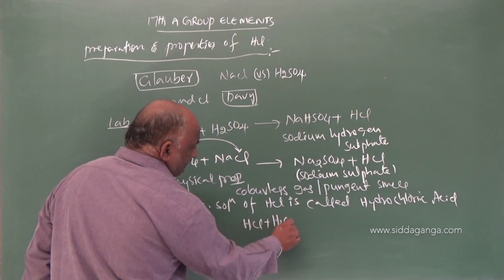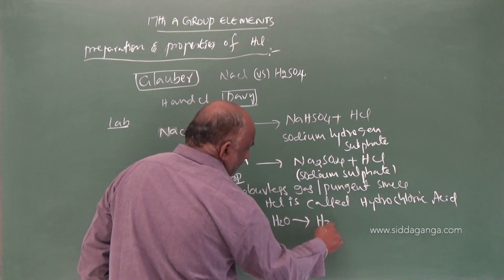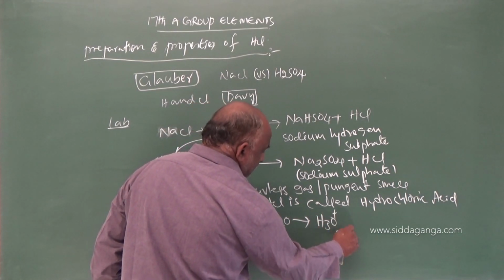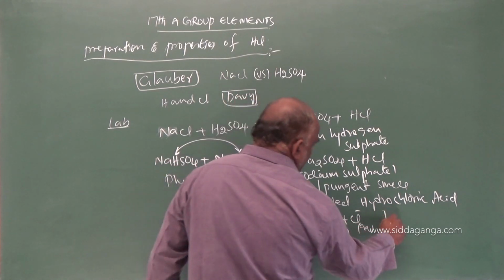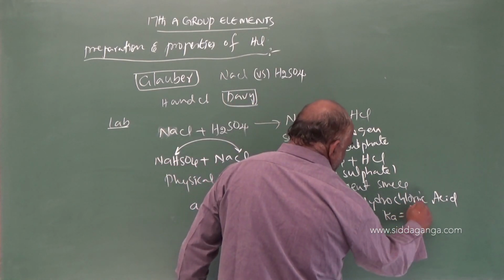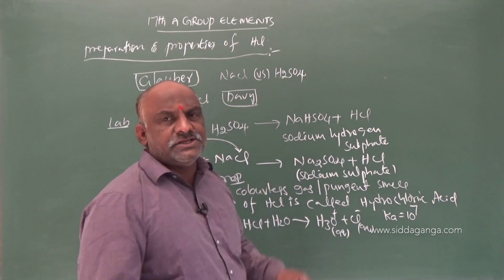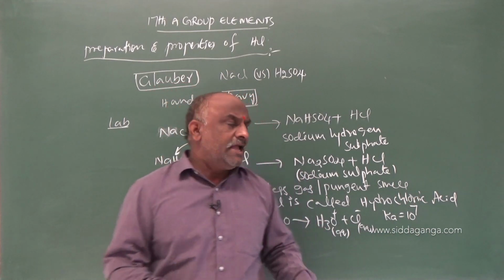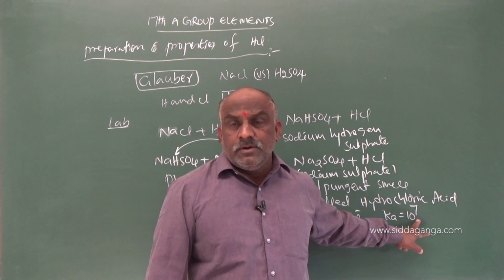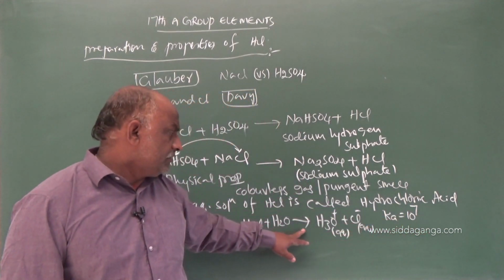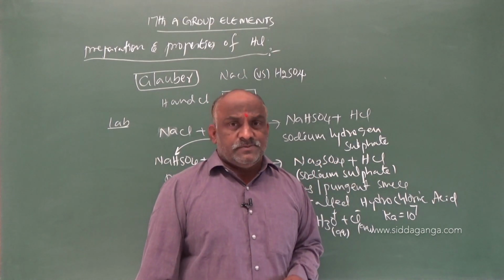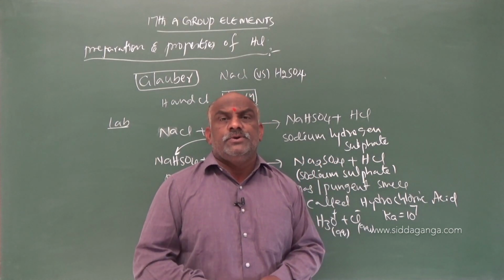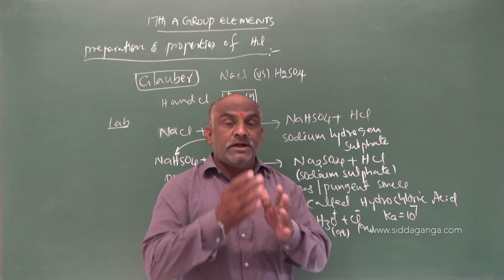HCl plus water gives rise to H3O+ (aq) plus Cl- (aq), and Ka is 10 power 7, large extent. A large Ka value means more dissociation, and it is ready to produce H+ ions. A substance which is ready to produce H+ ions is called a strong acid.